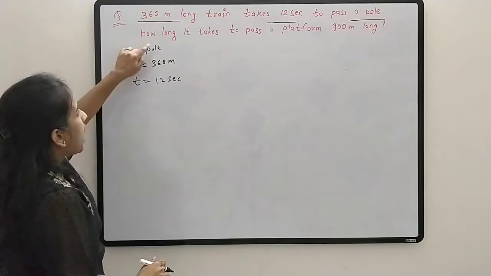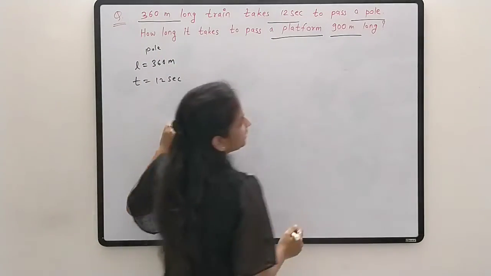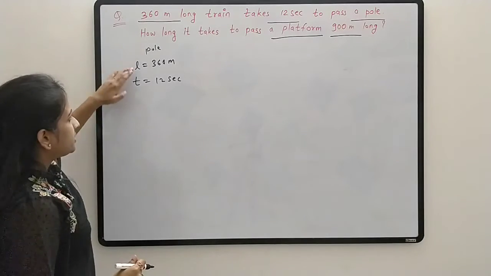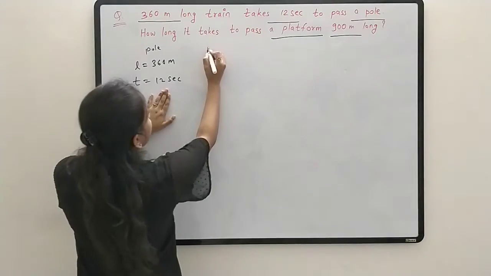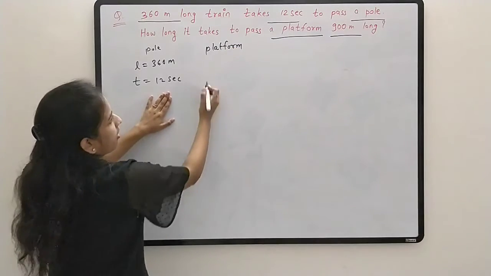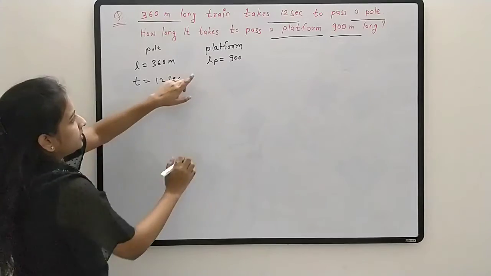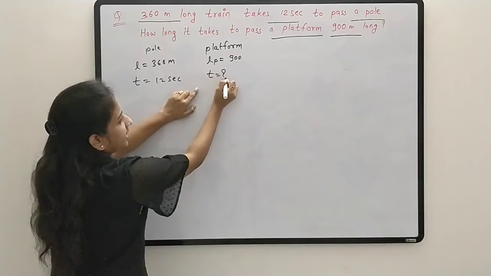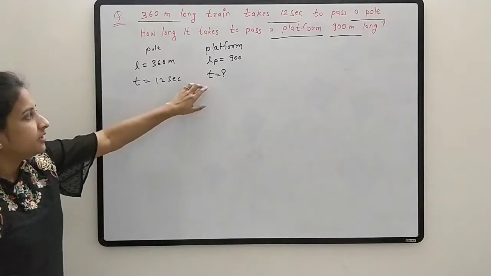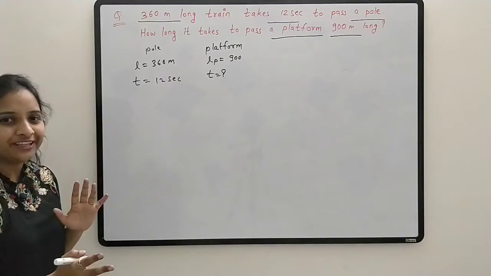Fine. How long does it take to pass a platform 900 meter long? To pass the pole, it takes 12 seconds. Now to pass the platform, the length of the platform is 900 meter. How much time will it take? That we have to find. See, to find time, we need to know the speed of the train. So how to find that?